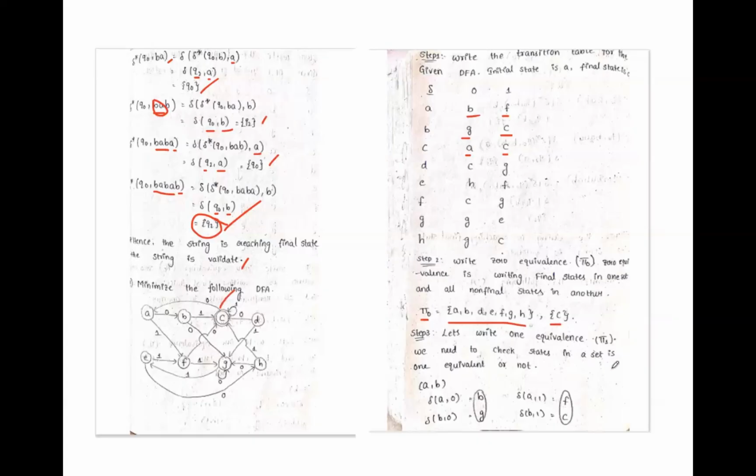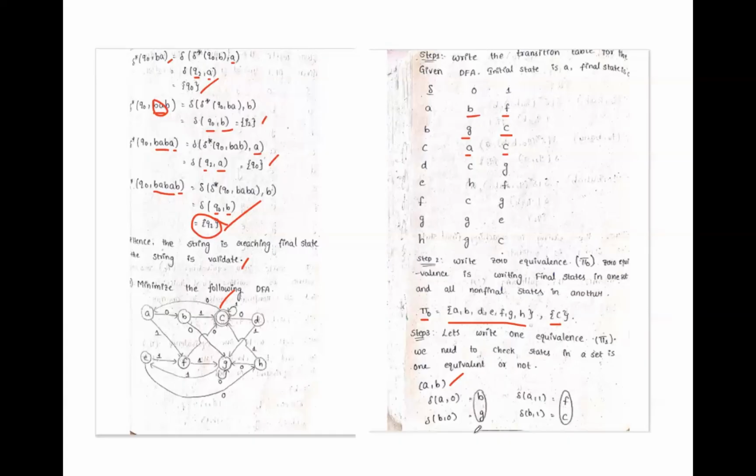Now we need to find out one equivalence, that is pi 1. For that, we need to take A comma B and find out the transition function. So find out delta of A on 0 and B on 0. Delta of A on 0 is B and delta of B on 0 is G. Then similarly find out delta of A on 1. A on 1 is F, B on 1 is C.